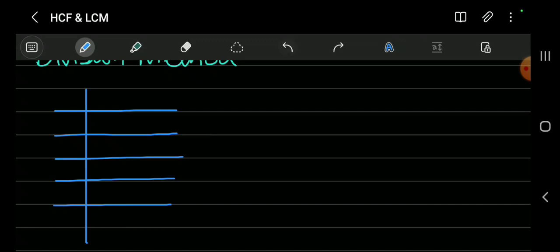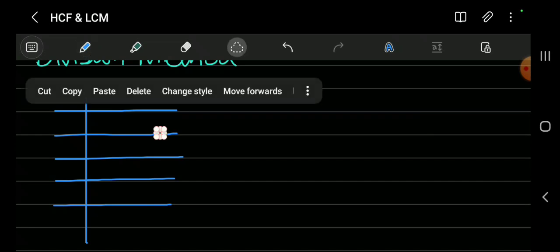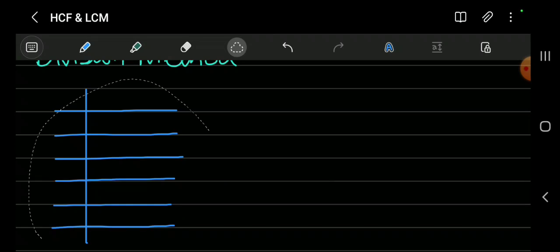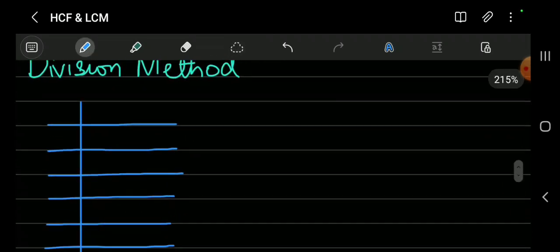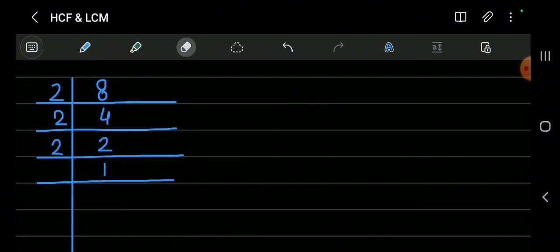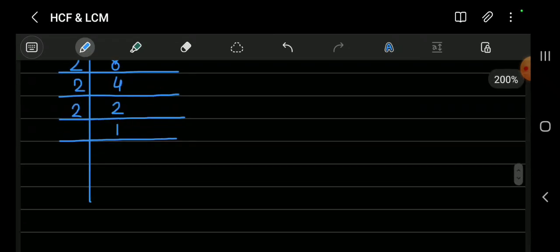Okay, good one. Okay, your grid is completed. I just wanted to make one grid so that we can use that again and again. Okay, so your first number is 8. We won't be needing a bigger one. So 2 4s are 8, 2 2s are 4, 2 1s are 2. See, this is how you are going to get prime factors by repeated division.